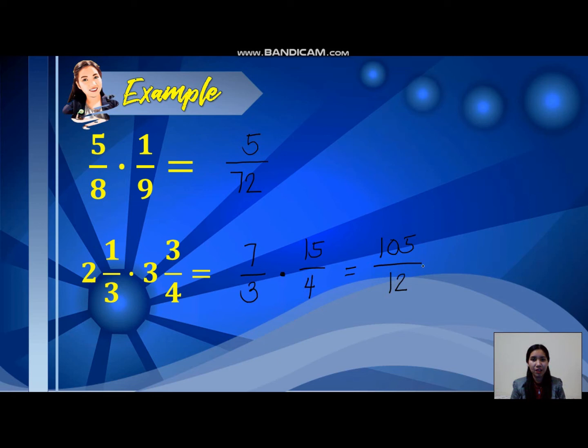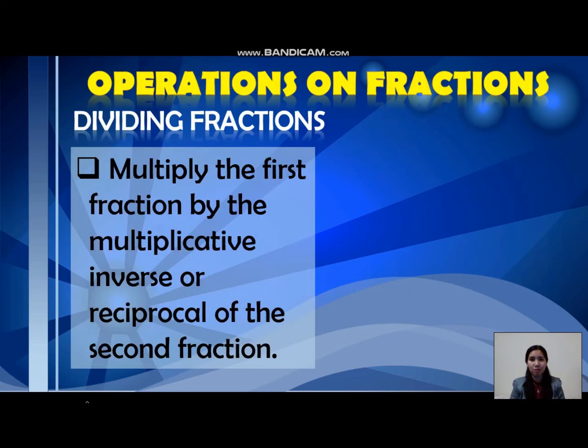Now, let us simplify this numerator and denominator. Okay, so we can divide both of these by 3. Therefore, 105 divided by 3, we have 35. 12 divided by 3, we have 4. So the answer here is 35 over 4. Let us have the last operation.